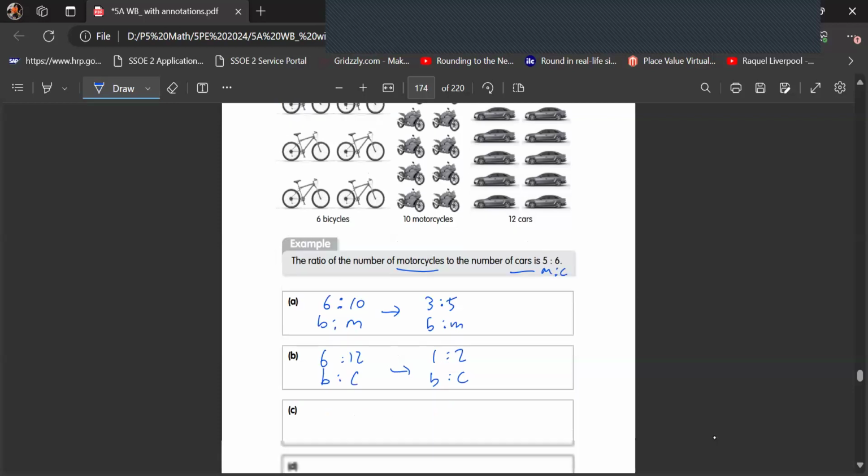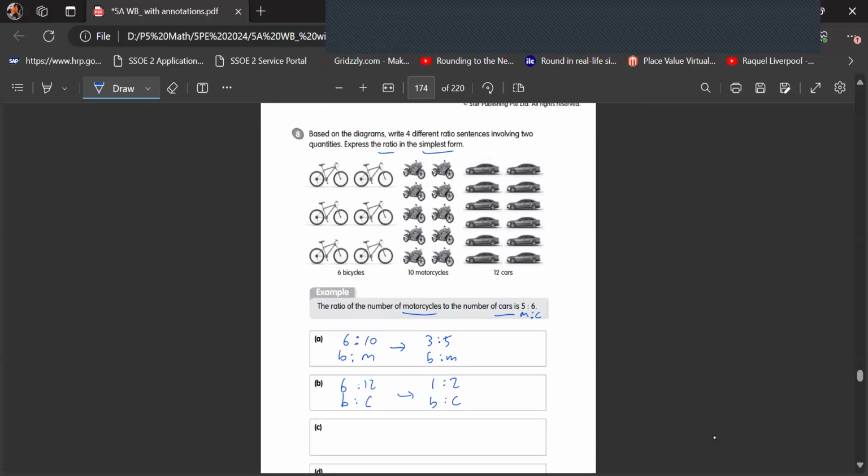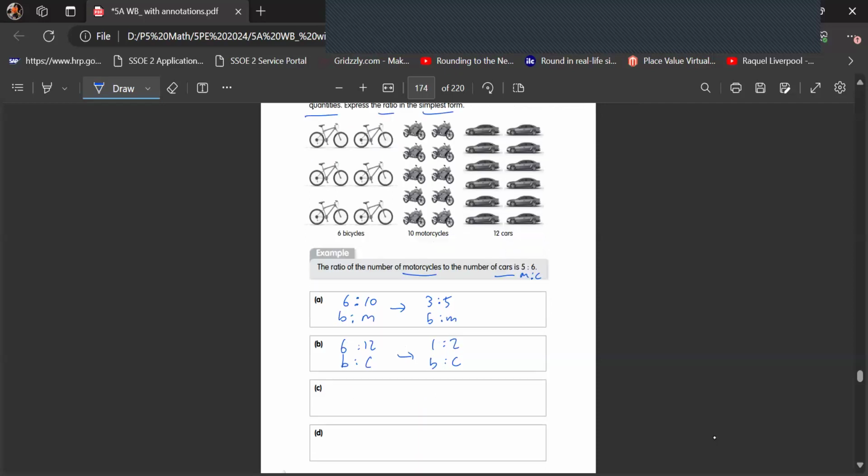So you choose another 2 ratios, only need 2 quantities because the question asked for just 2 quantities. So bicycle, motorcycle, car in any ratio. If you want to write, for example, bicycle to total, that also can, but there's more work to do. Not a must. If you want to challenge yourself, there is.